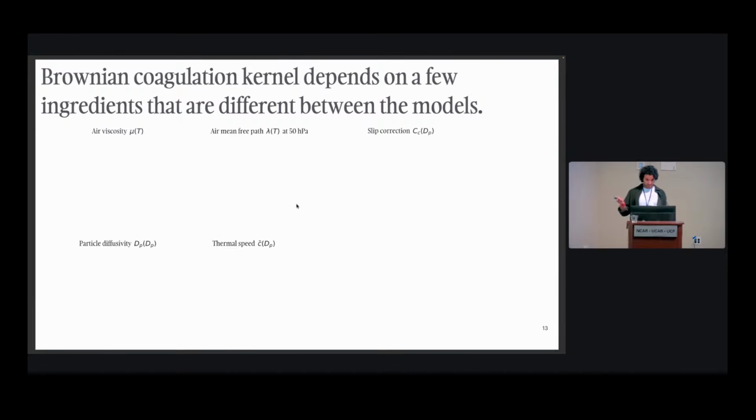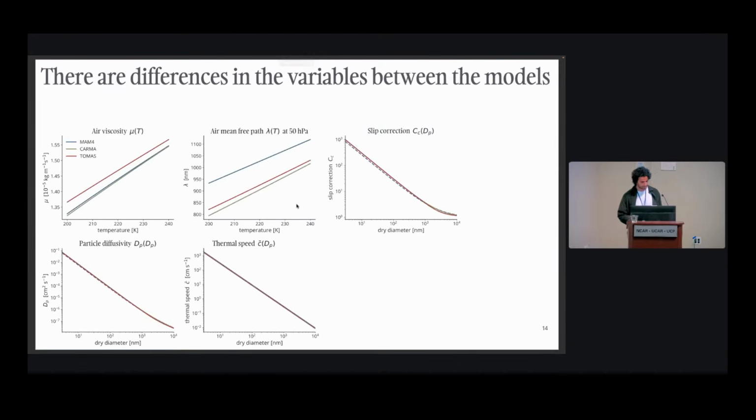So the question is what coagulation depends on. There are 5 different factors used to calculate the kernel for coagulation: air viscosity, air mean free path, slip correction factor, particle diffusivity, and thermal speed of the particles. If you look at the models, I don't want you to just spend time looking at it. The point is each model calculates these differently.